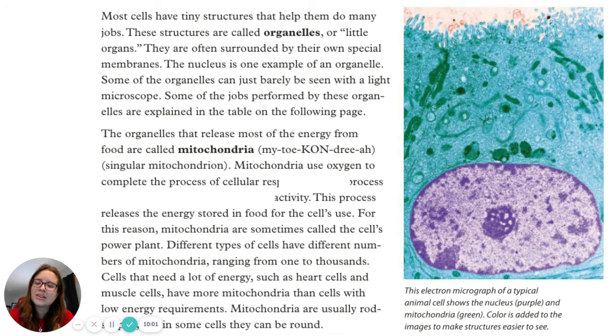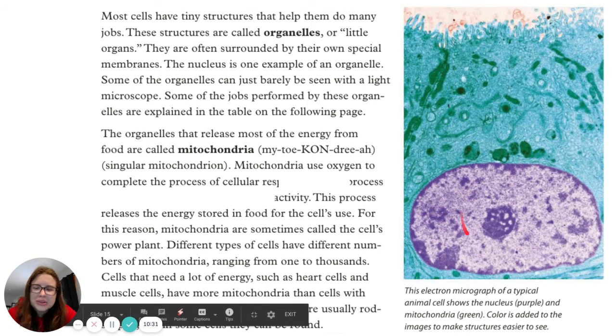Different types of cells have different numbers of mitochondria, ranging from 1 to thousands. Cells that need a lot of energy, such as heart cells and muscle cells, have more mitochondria than cells with low energy requirements. Mitochondria are usually rod-shaped, but in some cells they can be round. So here we see a picture of a mitochondria, or mitochondrion, this purple structure right here.